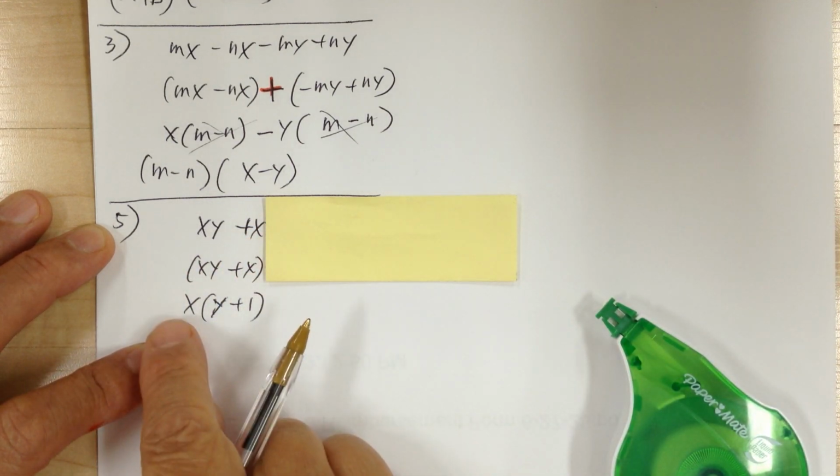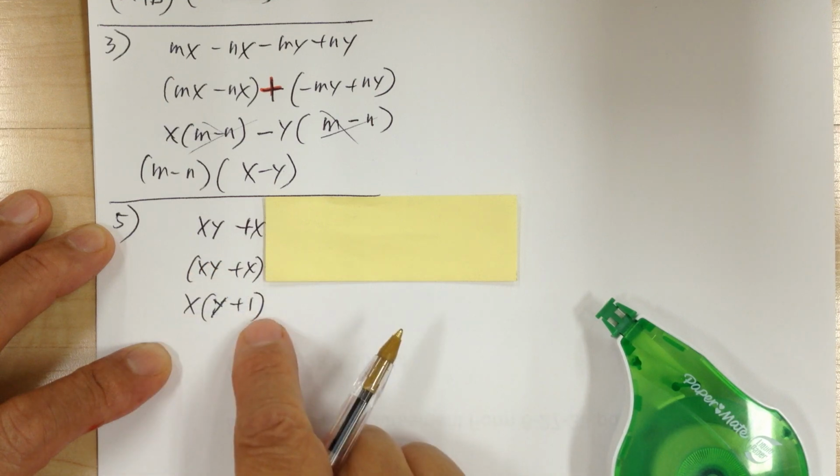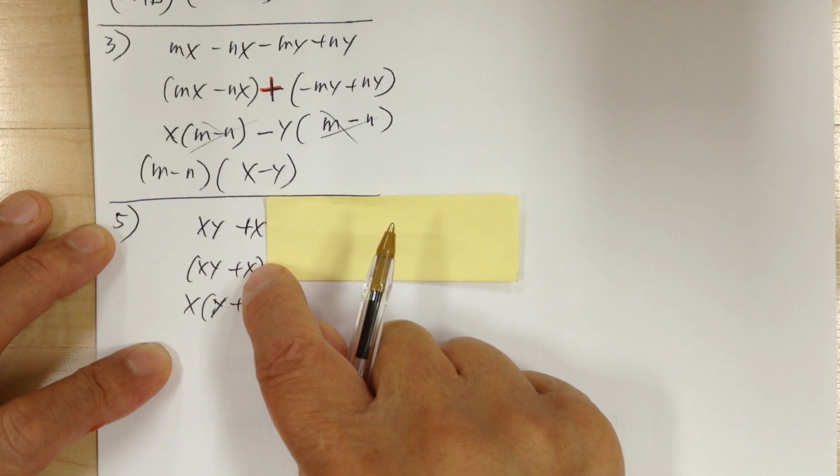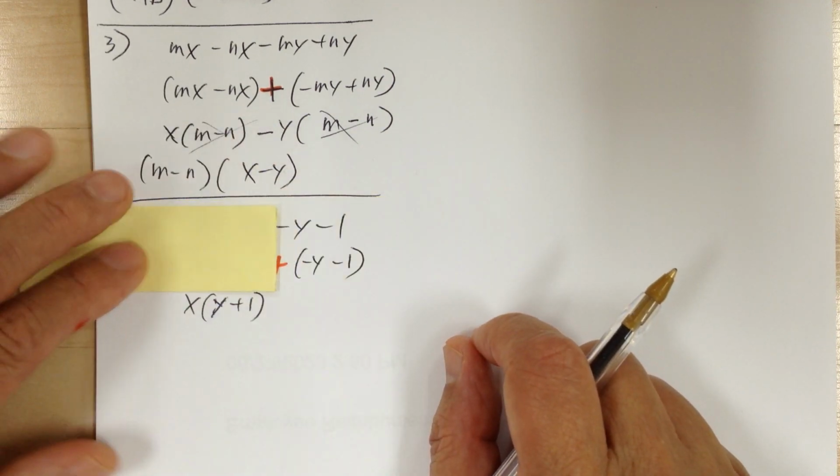You also do the quick check. x times y gives you xy. x times 1 gives you x. So don't just leave it blank, because to get x, you have to do x times 1. Then you go to this side.